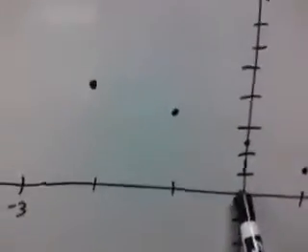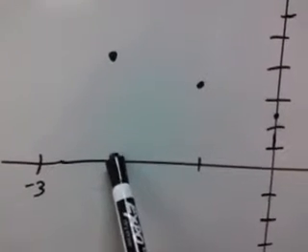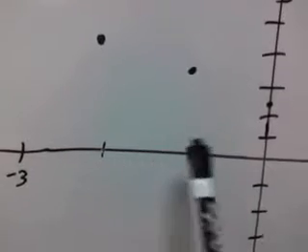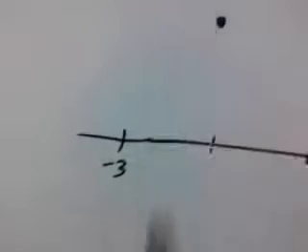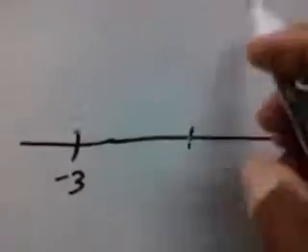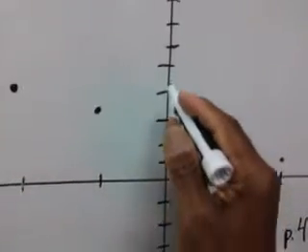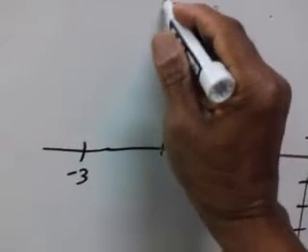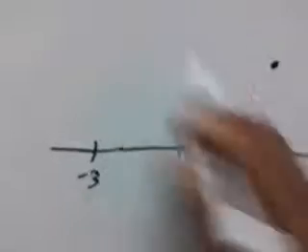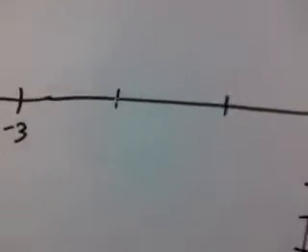I went 2 to the left and up 1, 2, 3, 4, 5, 5.1. So I'm a little off there. -2, 5.1 is a little up there. So that would be -2, 5.1.